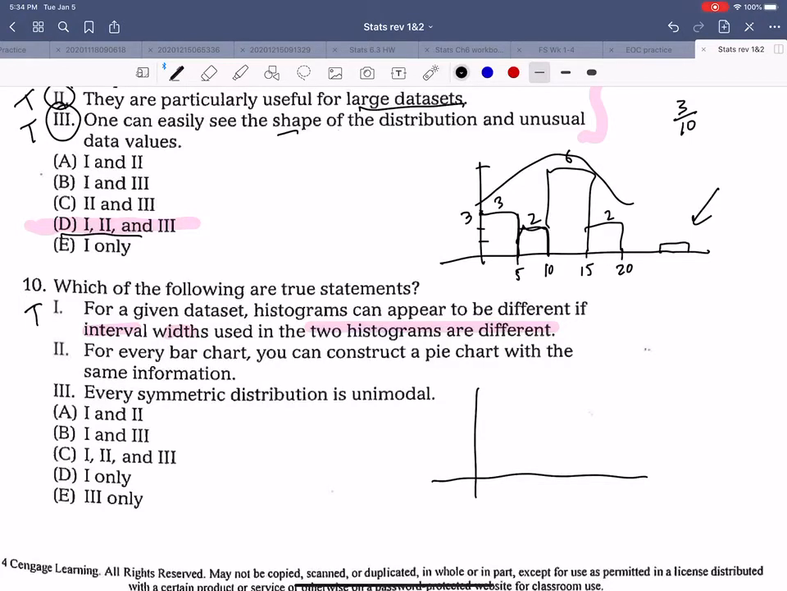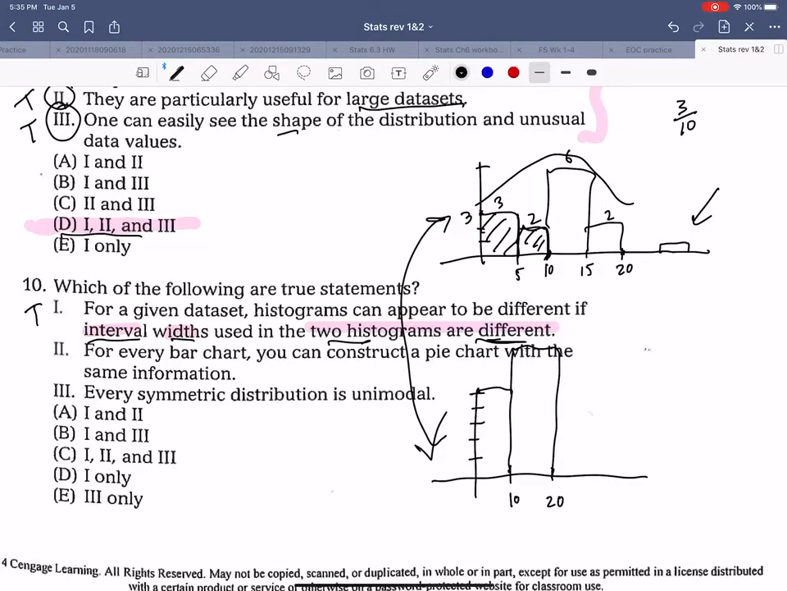If I change the width to 10, then that means I'm going to take these 5, 1, 2, 3, 4, 5, make that there. I have 5. And if I'm going to take the interval from 10 to 20, 10 to 20, and I've got 8. Notice my shape, because I changed the interval width, it is giving 2 different histograms that have the same information in them. Now let's check out number 2.